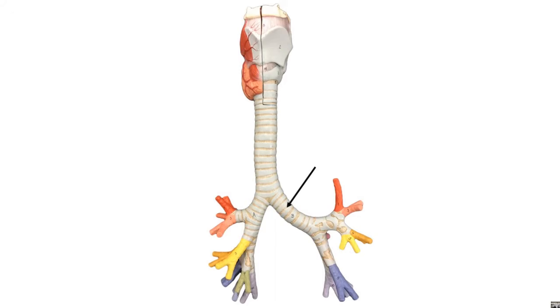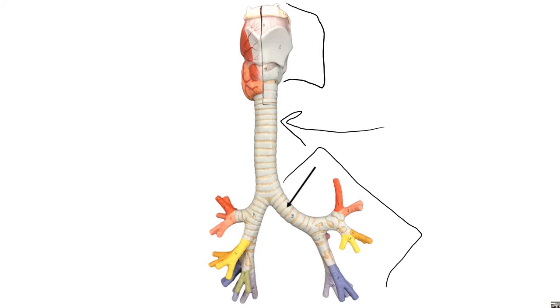So this model here is showing us the respiratory tract. We see numerous different structures. First, just up top here, that's the larynx and our voice box. And then this tube right here is the trachea. And then down here is our bronchial tree, right? So all of our bronchi.